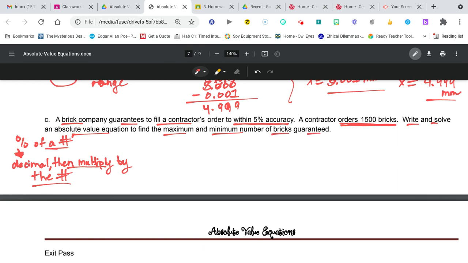Okay, so what I need to do, first of all, is figure out what's 5% of this 1,500. So what's this within 5% accuracy talking about? Well, within 5% of 1,500. Well, that's question one. What is 5% of 1,500? So I can figure out exactly how many bricks you may be short or how many bricks you may be over.